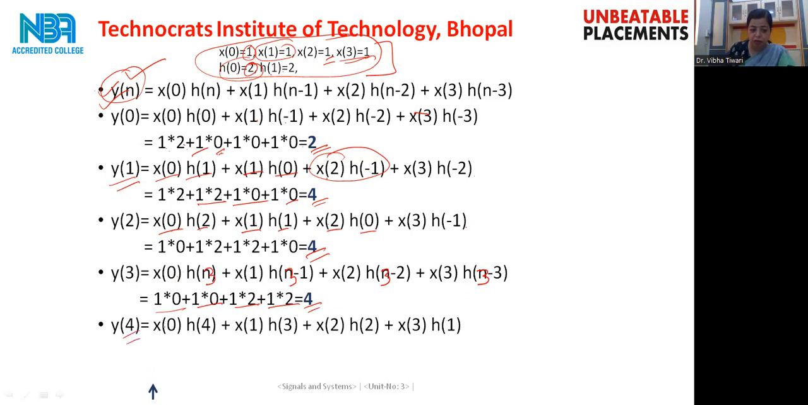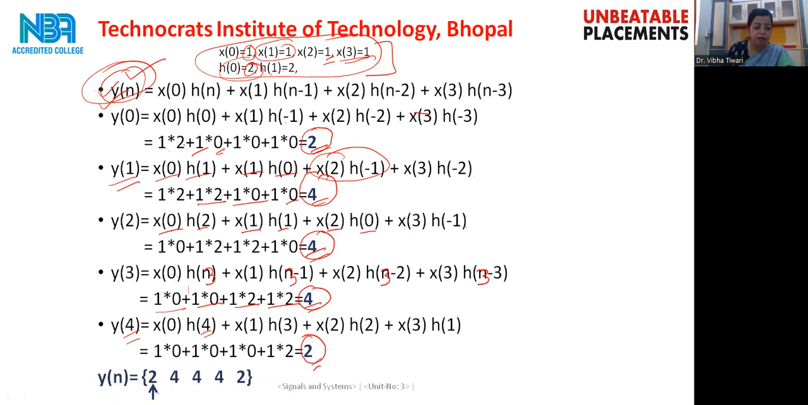Similarly, we can calculate y of 4 by substituting the value of n equals 4. So we'll get x of 0 h of 4, x of 1 h of 3. These values we are calculating using this relationship only and substituting various values of n. After solving this, we have obtained y of 4 equals 2. So till now we have calculated y of 0 is 2, y of 1 is 4, y of 2 is 4, y of 3 is 4 and y of 4 is also coming out to be 2. So from here we can say that y of n is equal to 2, 4, 4, 4 and 2.